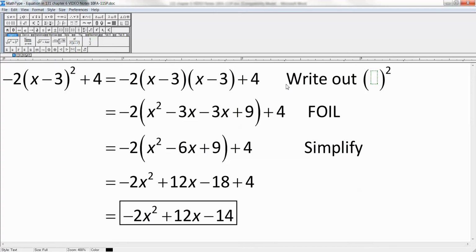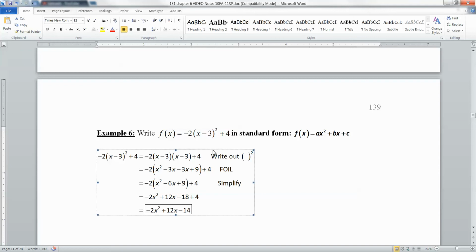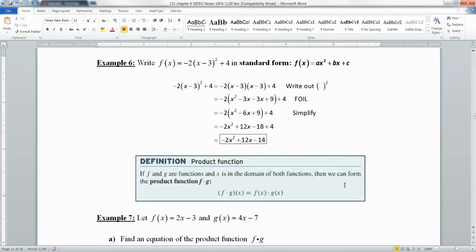Sorry, I just brought that back up to help you see the steps. We wrote out what the squared was, then we FOILed. That's the bad way to remember it, but it's the distributive property, right? You're multiplying that out. Then you just simplify, and you're done.